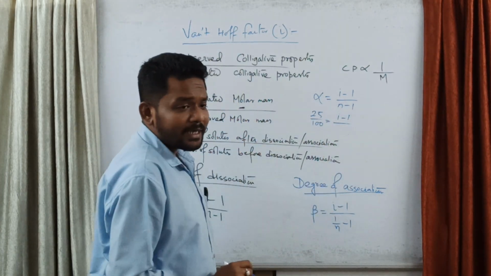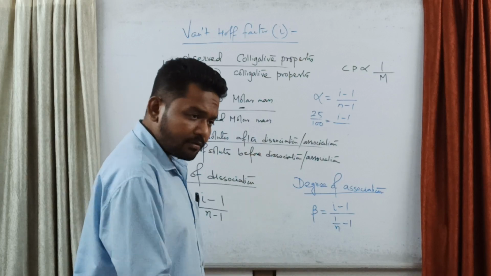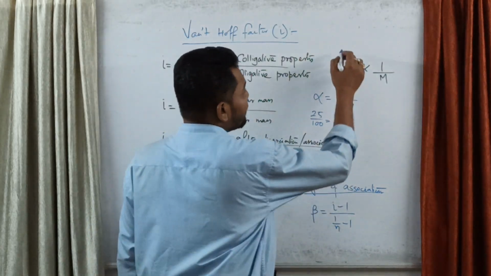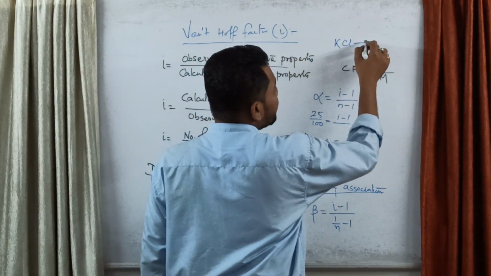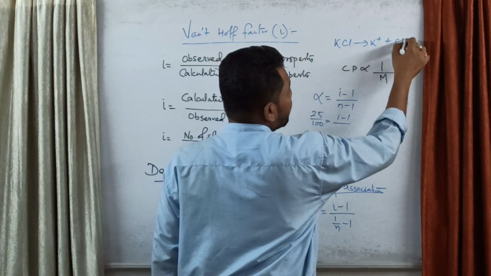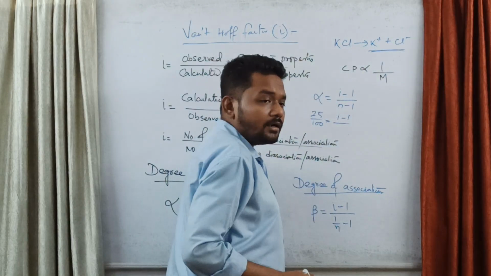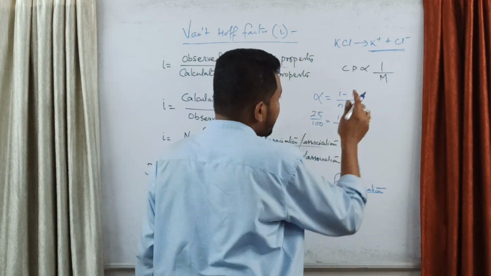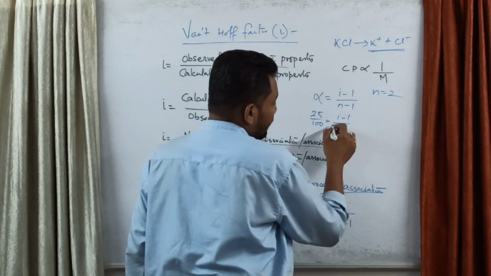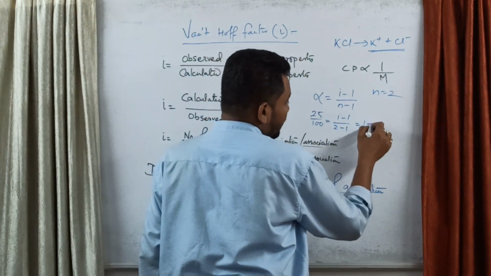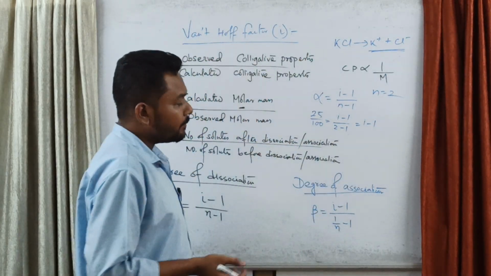Now n, what is the n? Number of particles you are getting after dissociation or association. So I have given KCl. KCl will dissociate into K plus and Cl minus. So how many ions you are getting? Number of particles 2. So n value is 2. So that is 2 minus 1. So i minus 1 divided by 2 minus 1 মানে 1.